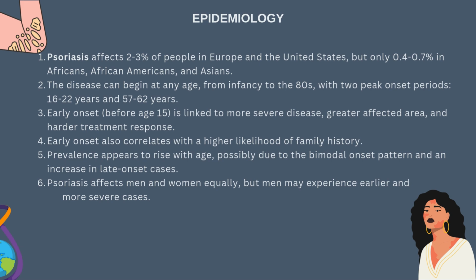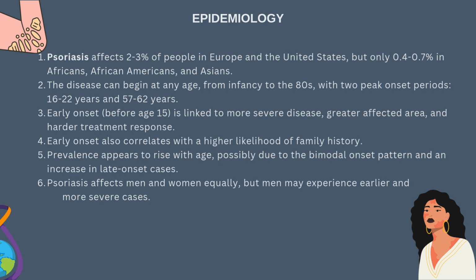Epidemiology: Psoriasis affects 2 to 3% of people in Europe and the United States, but only 0.4 to 0.7% in Africans, African Americans, and Asians. The disease can begin at any age, from infancy to the 80s, with two peak onset periods, 16 to 22 years and 57 to 62 years.